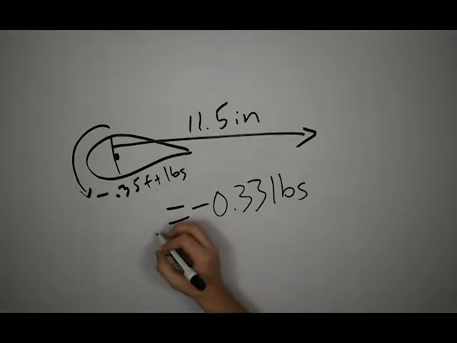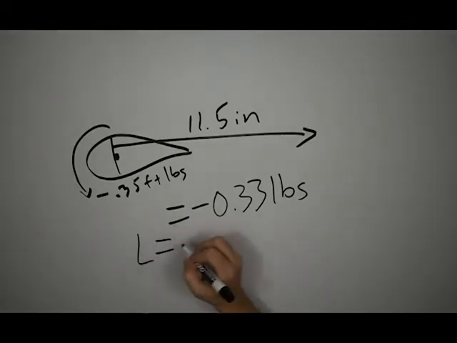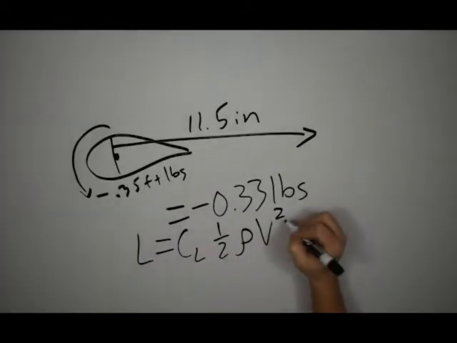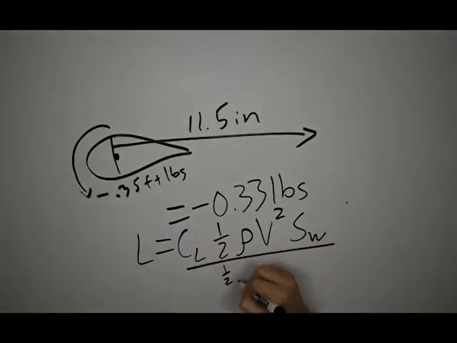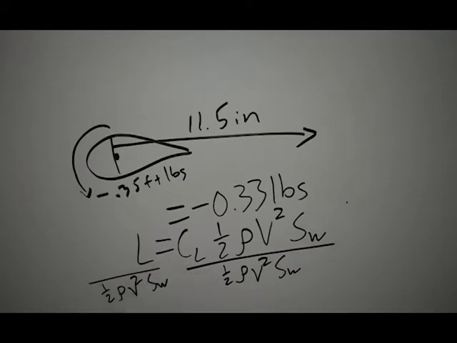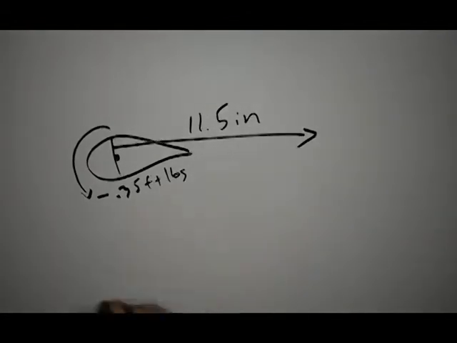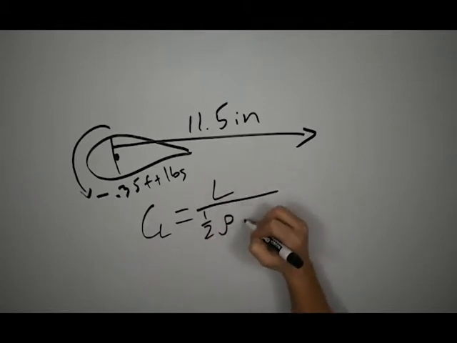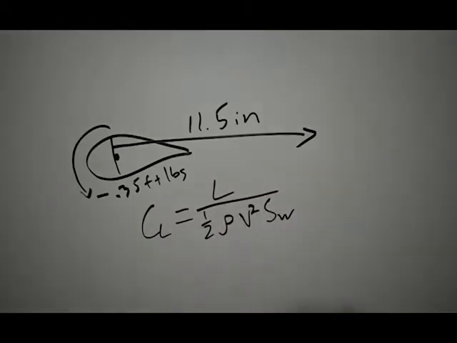So now we move back to our lift equation, which is lift is equal to coefficient of lift times 1/2 rho v squared times the surface area of our wing. And we're going to solve this for coefficient of lift. And we find that coefficient of lift is equal to lift divided by 1/2 rho v squared times the surface area of the wing. So we're going to plug in our numbers.